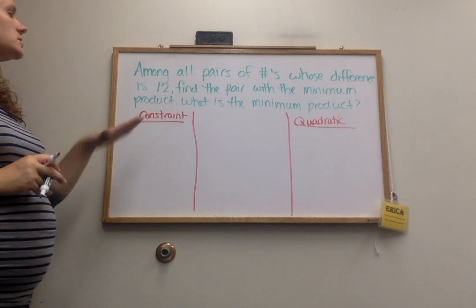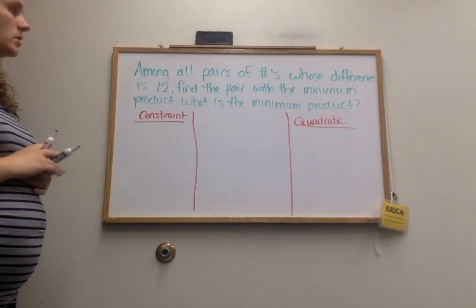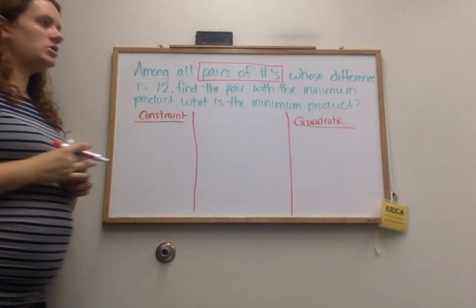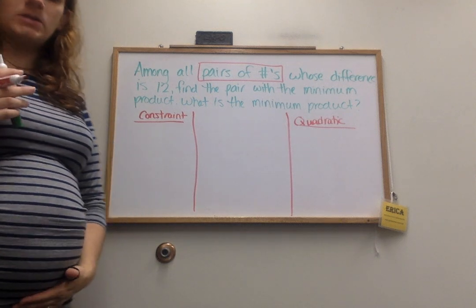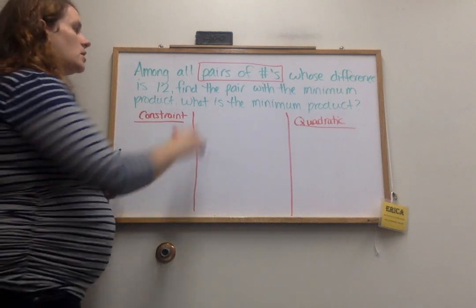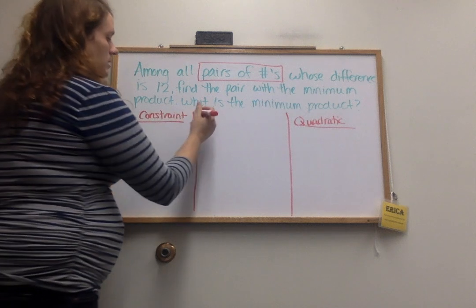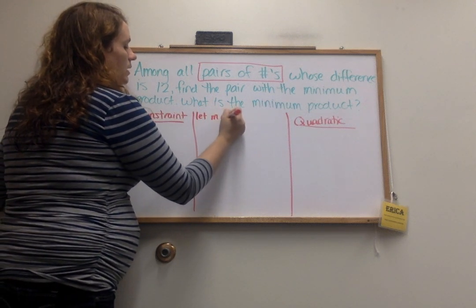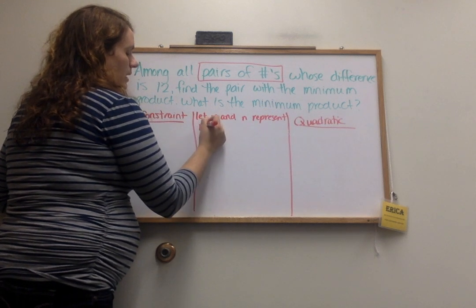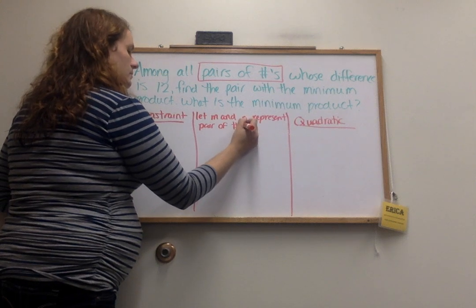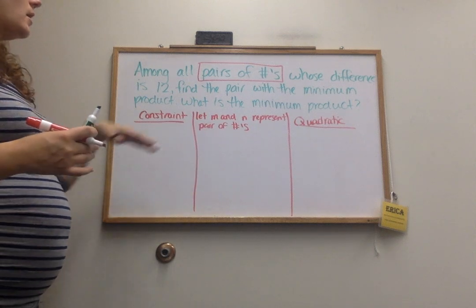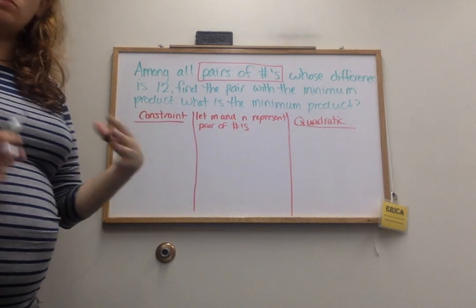All right, so first, among all pairs of numbers, right, so we have pairs of numbers, and as I mentioned, you can use any two letters you want to represent those pairs, except for X, because X is where we ran into trouble on Thursday. So I'm going to define my pair of numbers. I'm going to say let M and N represent the pair of numbers.